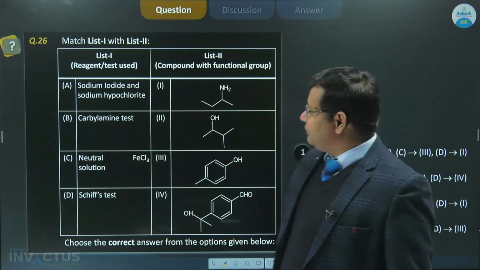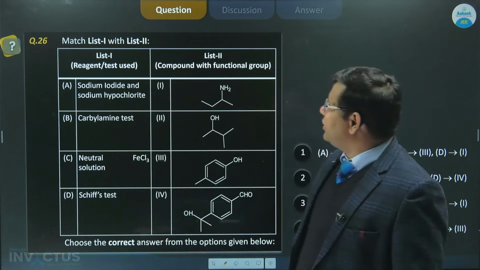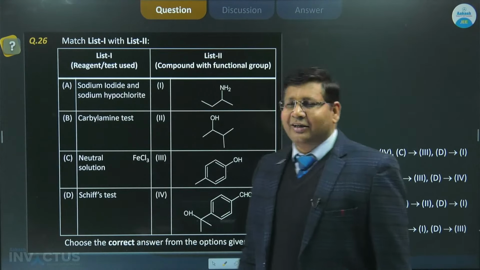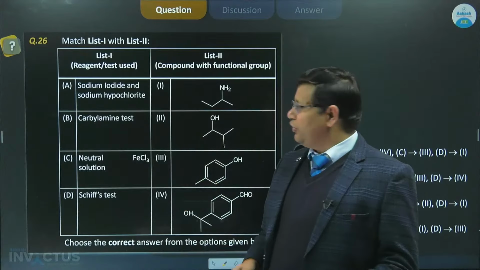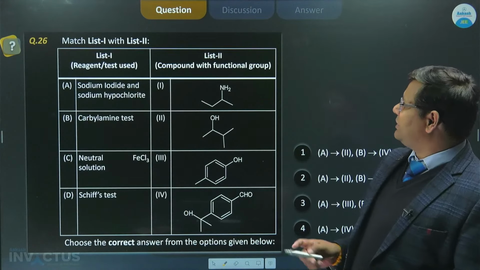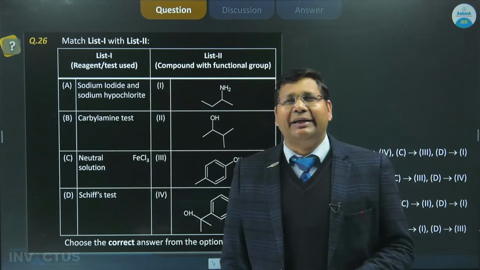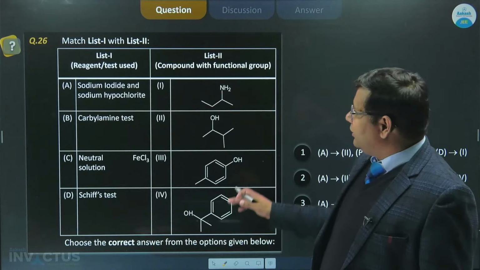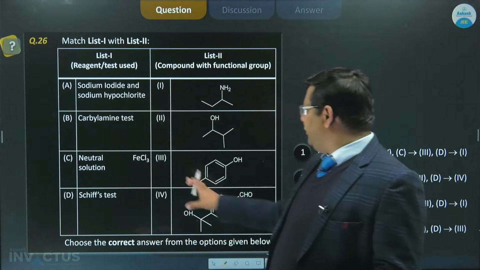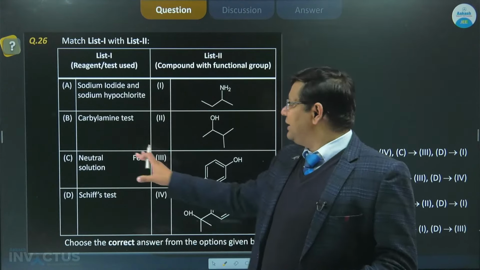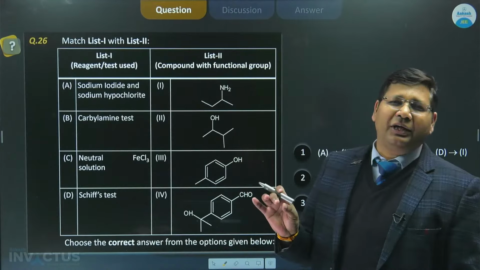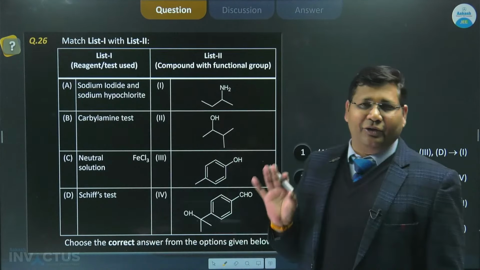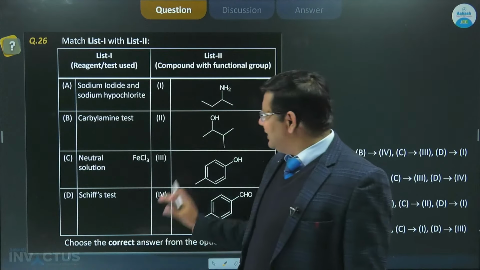So now we start with Section 1, and in Section 1 the first question is matrix match type, where we are given a single correct choice. Students, it is simply based on practical organic chemistry, right? In practical organic chemistry, we know which test is for carbylamine, which test is for phenol, and which test is for aldehyde also, right? So it was a very simple matrix match.